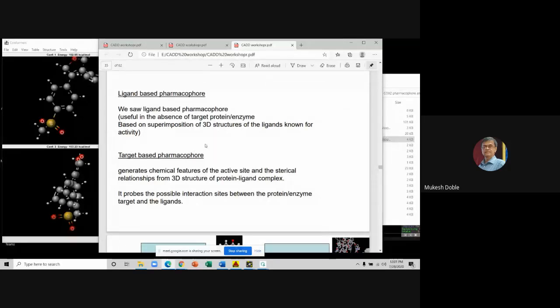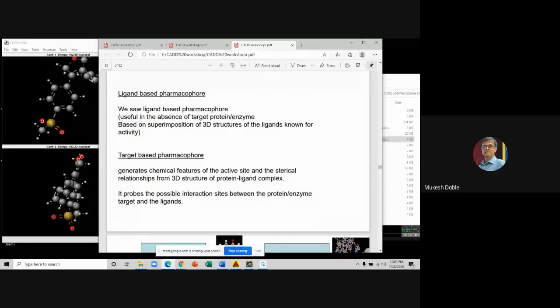There is also something called target-based pharmacophore. It's coming up slowly now. That means you know the 3D structure of the protein and the ligand, various drugs go and bind, and based on where it goes and binds, that interacting area is very important. So we identify some new molecules which will go and interact there only. It's called target-based pharmacophore. Okay, so there we need to know the 3D structure of the protein or enzyme. We need to know the active site and where your drugs go and bind.